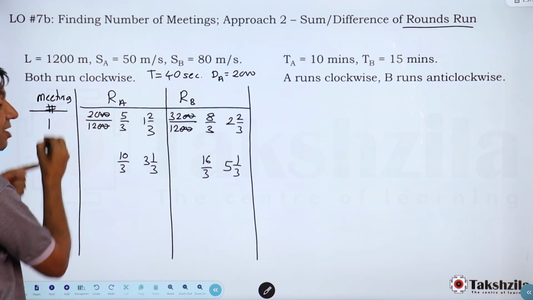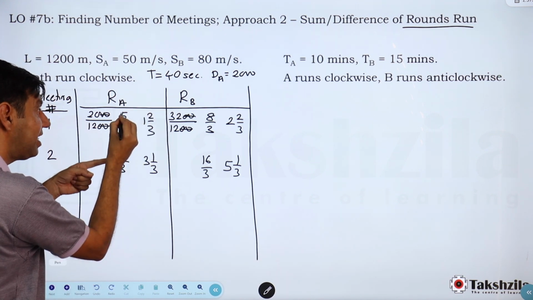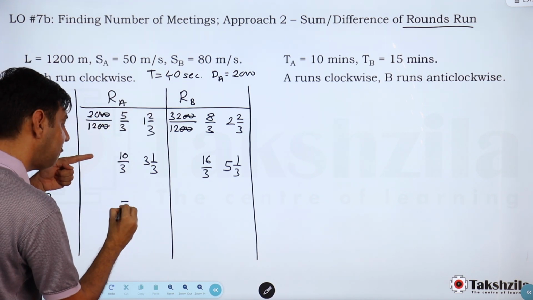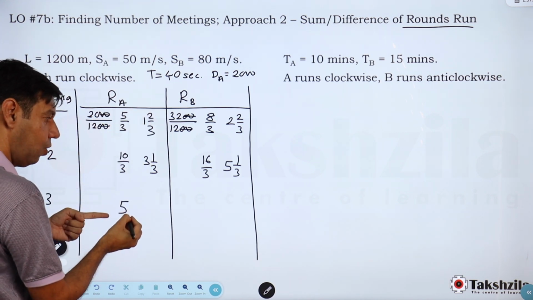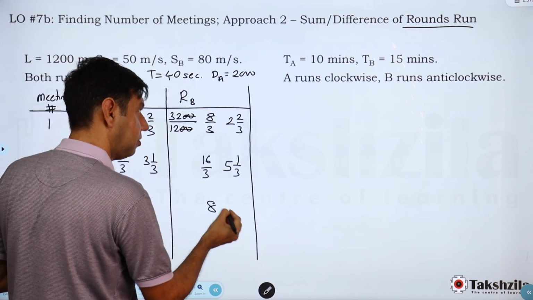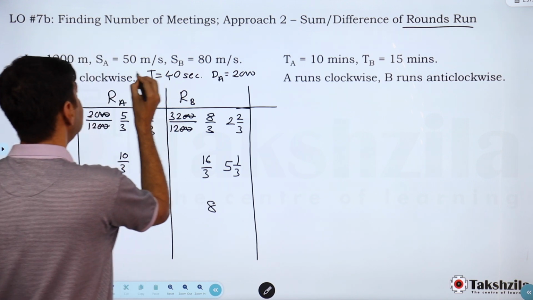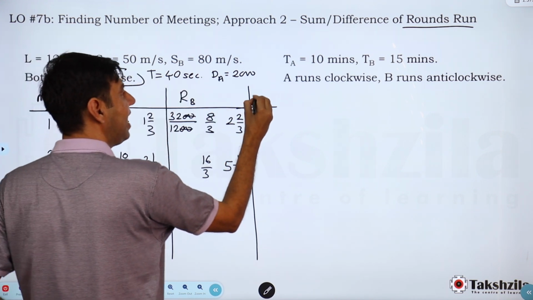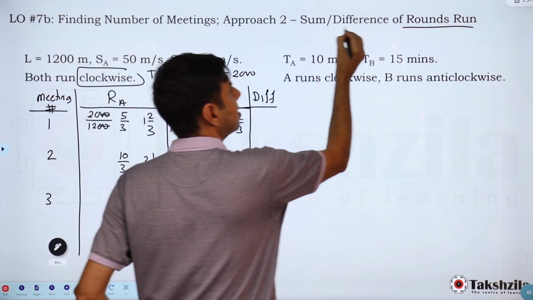And the third meeting, you remember, is the start. So if I multiply the first by 3, he has run 5 full rounds. Okay, so that's just 5. And he has run into 3, 8 full rounds. So that's this. Now, because they are in the same direction, take the difference in the rounds run.